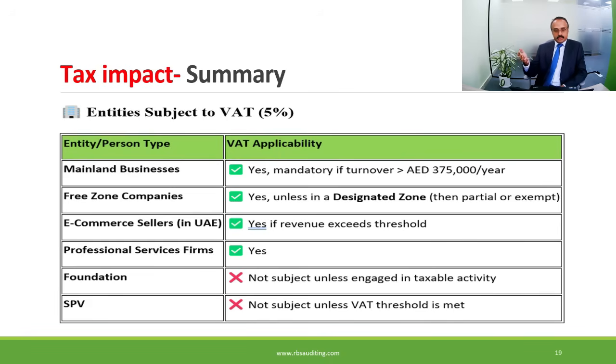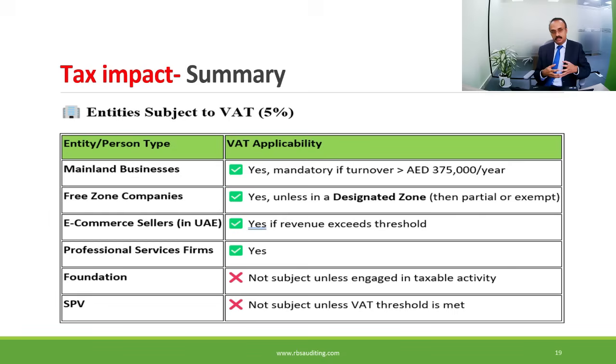Now, is the entity subject to VAT? We have discussed CT. For mainland companies, registration is mandatory if turnover exceeds 375,000. Free zone company: unless it is a designated free zone, then partial or exempt, as there are conditions. Then e-commerce sellers in UAE if revenue exceeds the threshold.